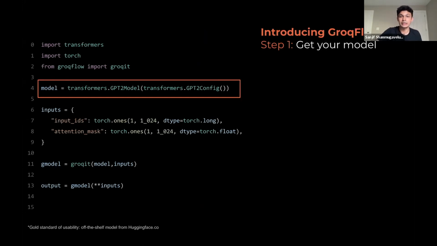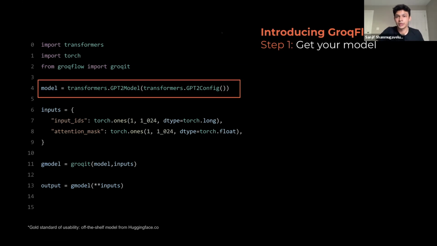GroqFlow is a very simple wrapper around our compiler and also our runtime. All you have to do literally is, within 3 steps, grab your model, grab your inputs, and use this API that we have. It's completely open source. It's called GroqFlow. And pass in your model and also your inputs into GroqFlow. So let's just do that step by step.